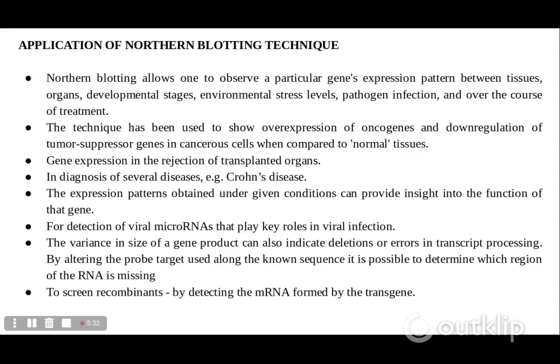Now, the detection of viral microRNAs also plays a key role in viral infection, which can be identified by northern blot, and the variance in size of gene products indicates deletion or error in the transcript unit and processing. By altering the probe target used along with the known sequence, it is possible to determine which region of the RNA is missing. And it can also finally be used to screen recombinants by detecting the mRNA formed by the transgene.